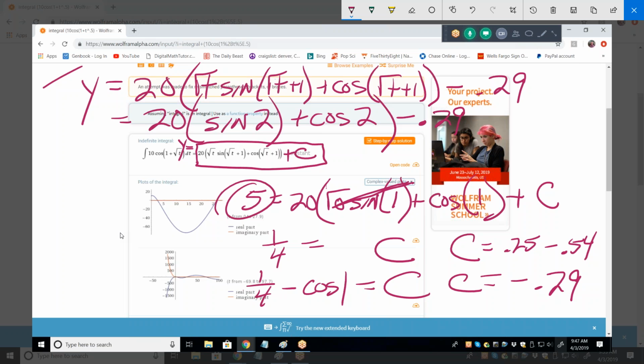So we plug in 5 for y. We plug in 0 for t. And that allows us to calculate what c is. And then that gives us our position function for y. I could get a position function for x in exactly the same way. So if they're going to follow up this question with where is x at time 1, we would do it exactly the same way.